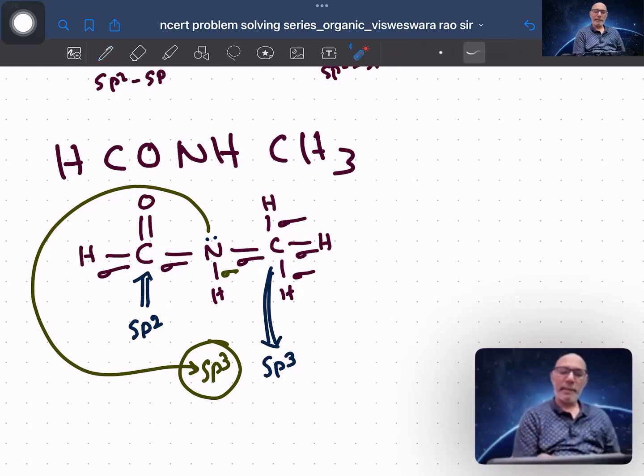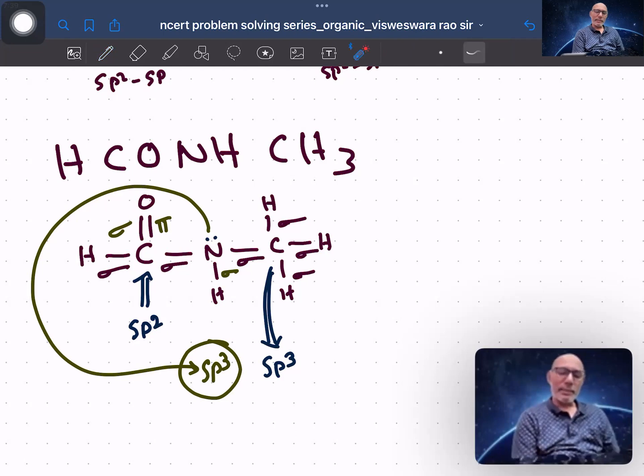So if anybody asks you how the sigma bond is formed: sp2, sp overlapping; sp3, sp3 overlapping; sp3, s orbital overlapping; sp2 and hydrogen s orbital overlapping. And also one sigma bond here, one pi bond here. I almost forgot to mention it.